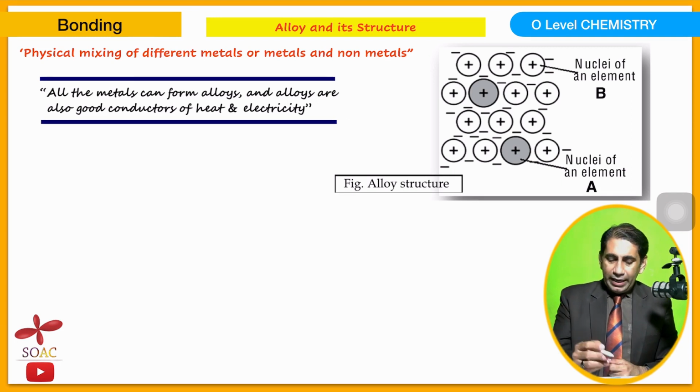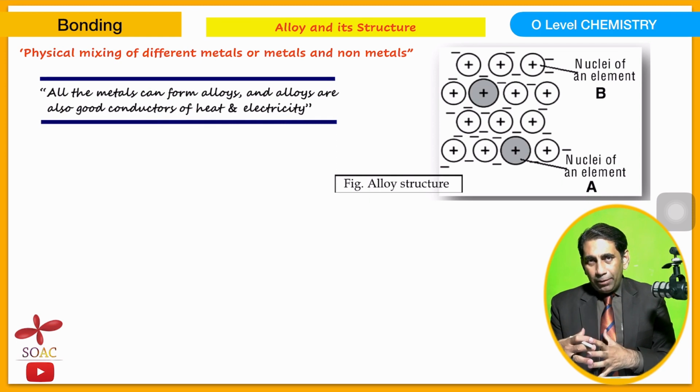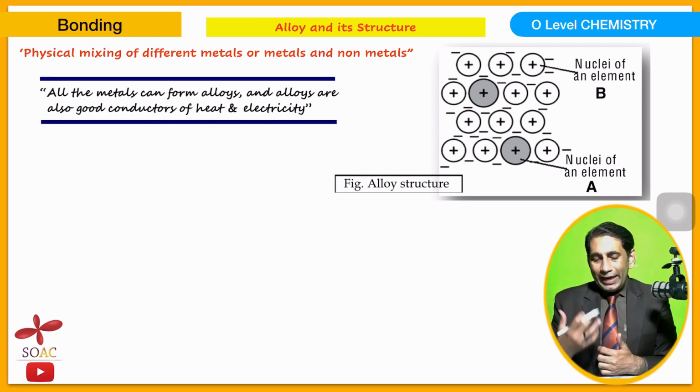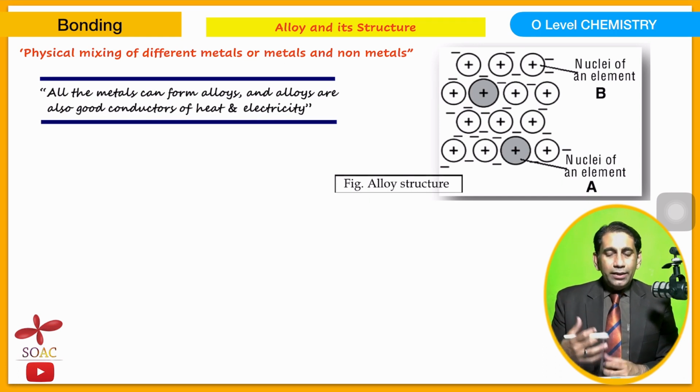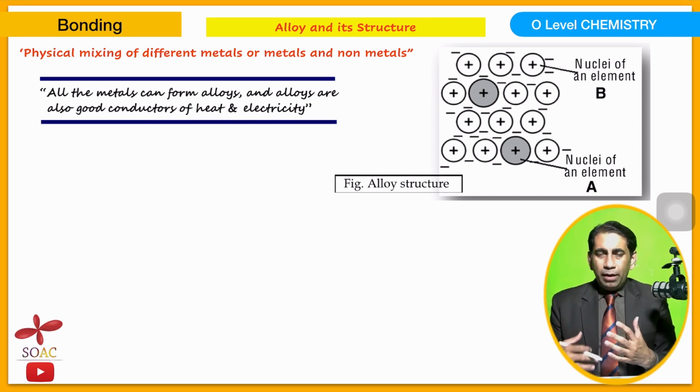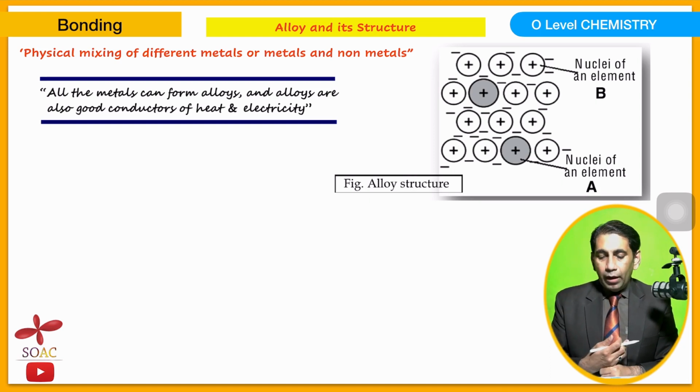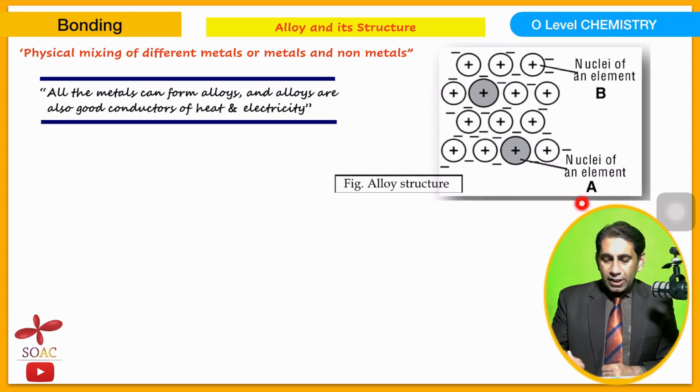And the second thing is, all alloys are good conductors of electricity and heat. All metals can form alloy, and alloys are good conductors of electricity and heat. These are the typical physical properties of the alloy and simple metal as well. Now this is a typical structure, a typical diagram of alloy.